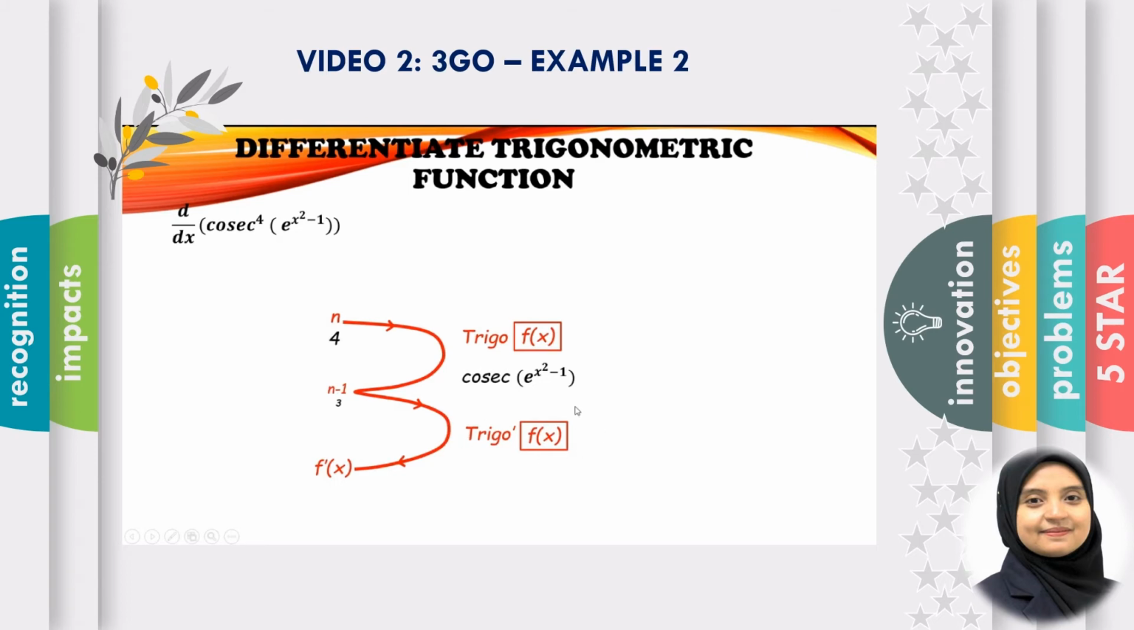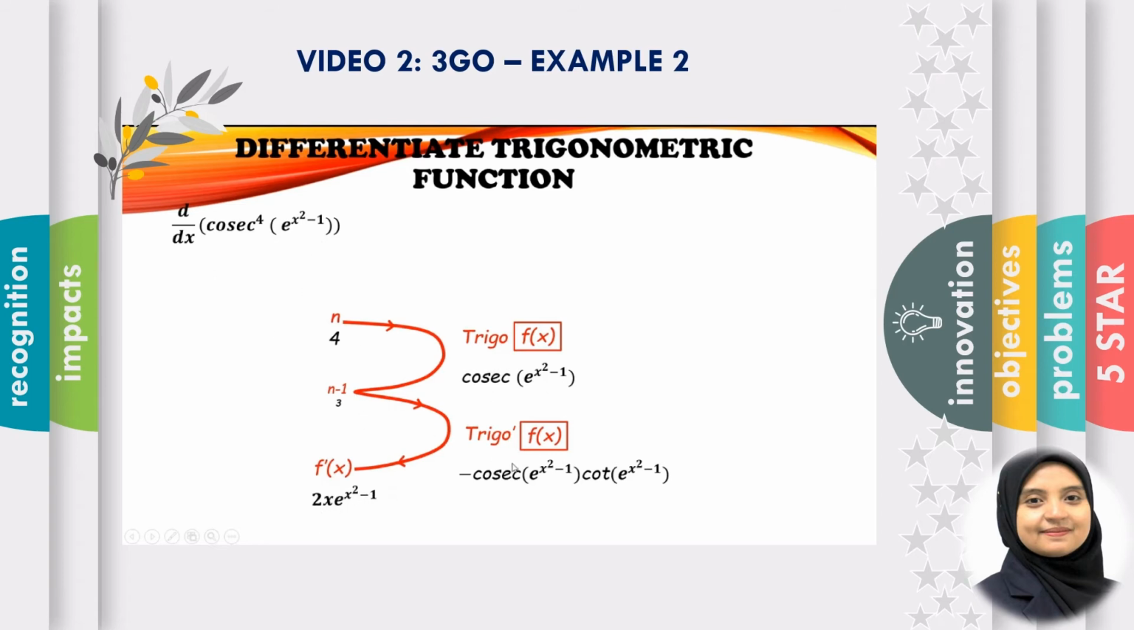And trigo prime is we differentiate cosec of e to the x squared minus 1, so we will get negative cosec of e to the x squared minus 1 times cot of e to the x squared minus 1. And f prime is we just differentiate e to the x squared minus 1, we will get 2x e to the x squared minus 1.